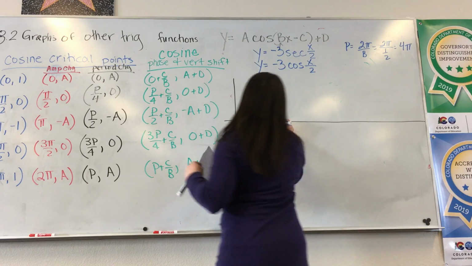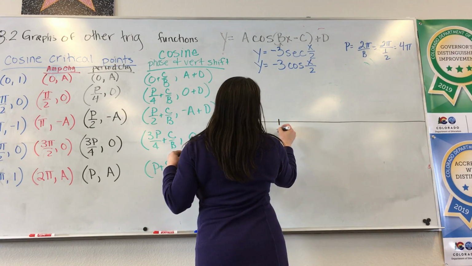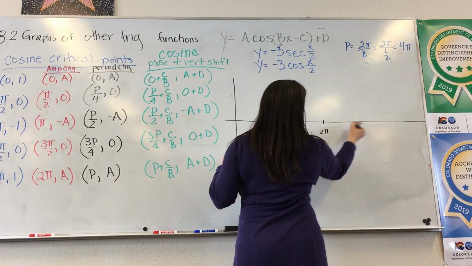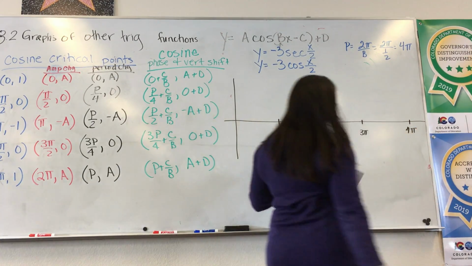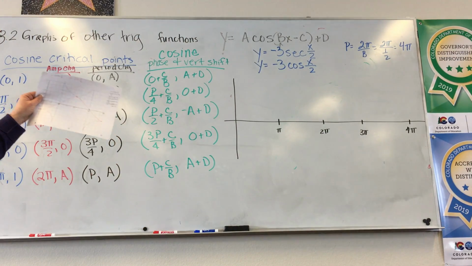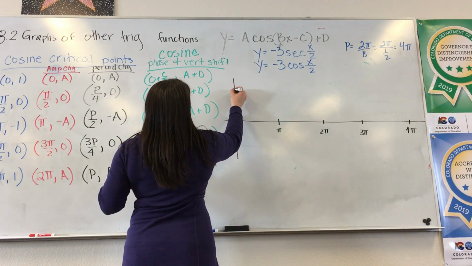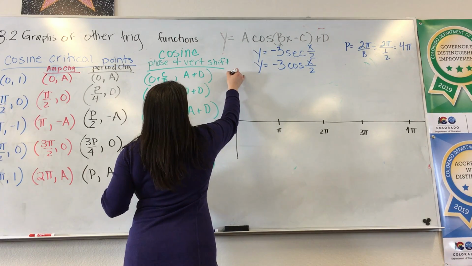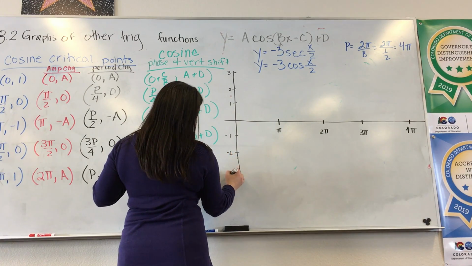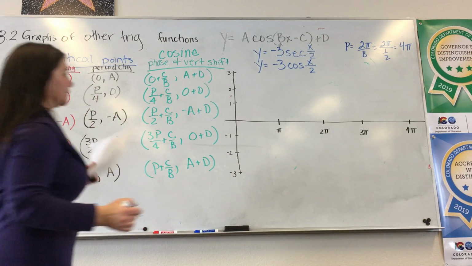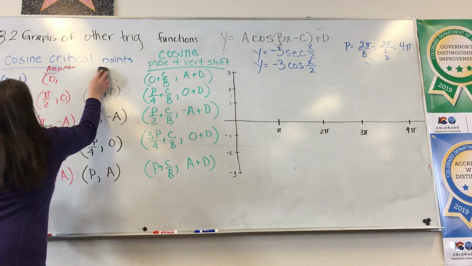All right, so I'm gonna go 1 pi, 2 pi, 3 pi, 4 pi. Then I know I need to go up and down 3 because that's my amplitude. So I'm gonna go 1, 2, 3, negative 1, negative 2, negative 3. All right. I'm gonna get rid of these so I have a little room to work.